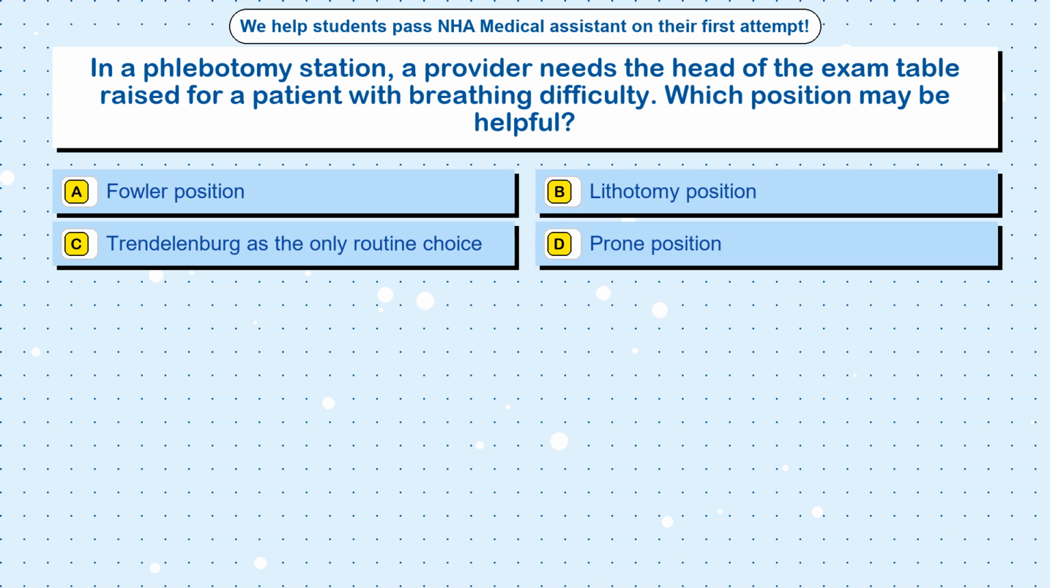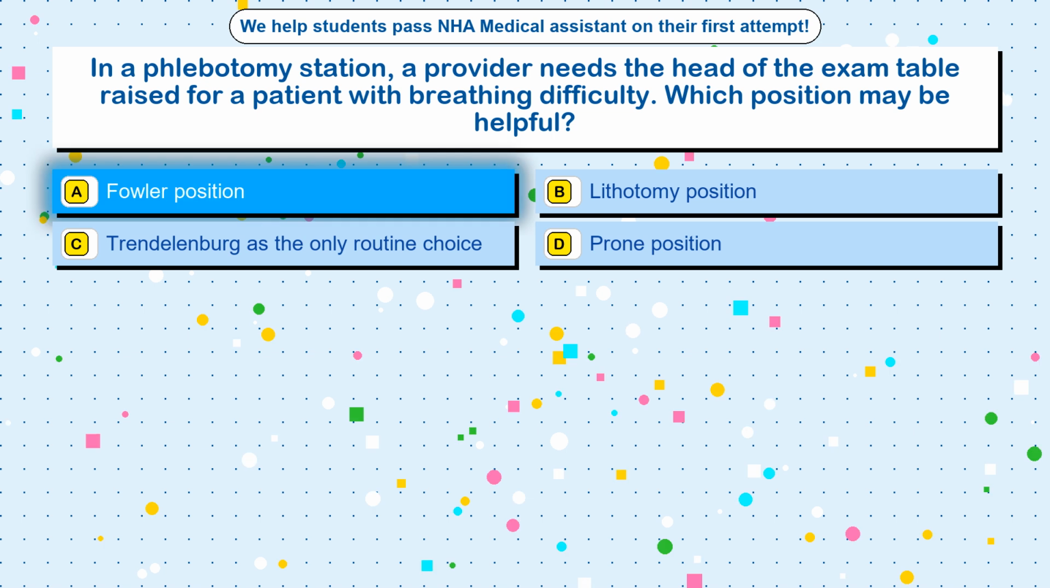Question 12. In a phlebotomy station, a provider needs the head of the exam table raised for a patient with breathing difficulty. Which position may be helpful? Option A. Fowler position. Option B. Lithotomy position. Option C. Trendelenburg as the only routine choice. Option D. Prone position. The correct answer is option A.